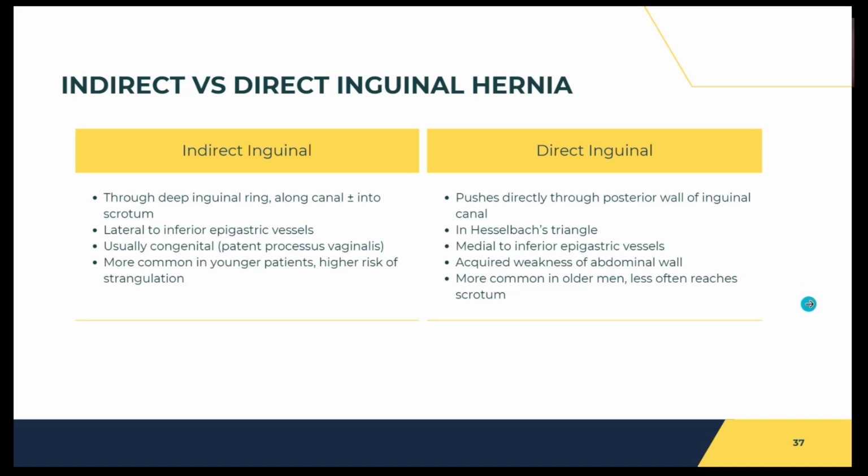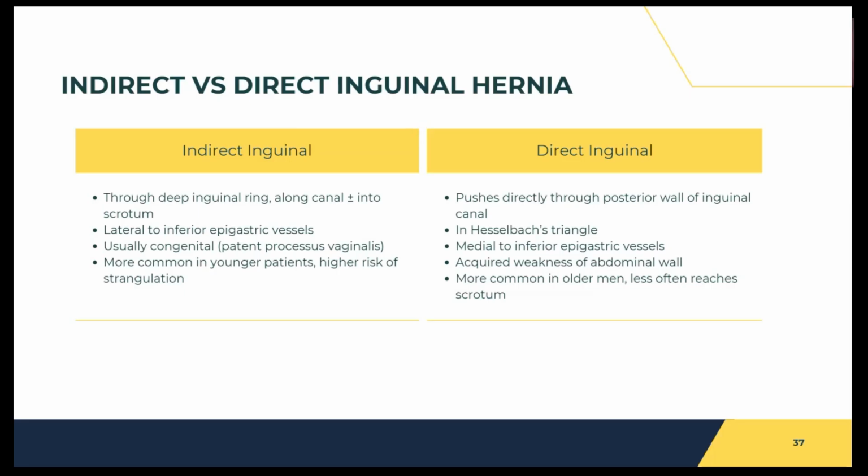I just wanted to quickly talk about the difference between indirect and direct inguinal hernias, because sometimes people confuse them. So indirect inguinal hernias, just quickly about the pathology. The hernia sac enters the deep inguinal ring and then travels through the inguinal canal, and it may exit via the superficial ring into the scrotum in males. It passes laterally to the inferior epigastric vessels and normally follows the path of the processus vaginalis.